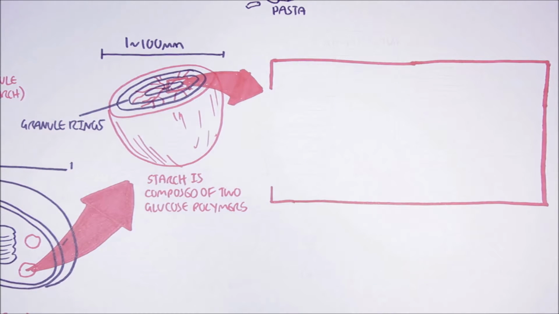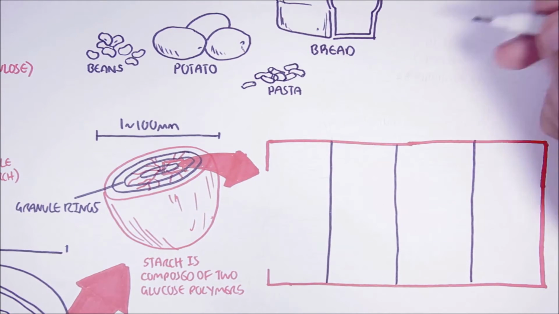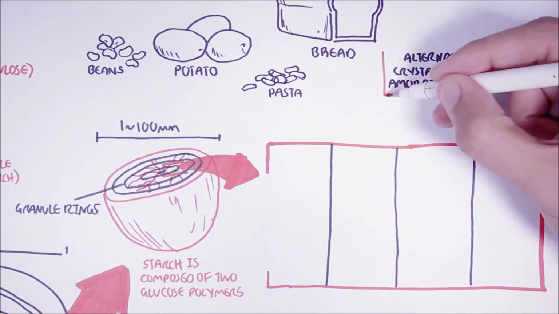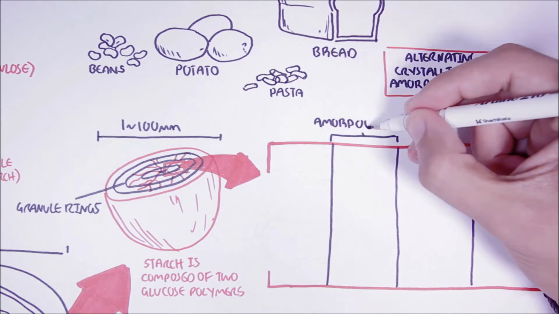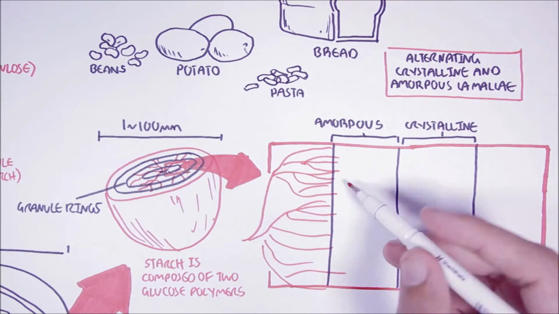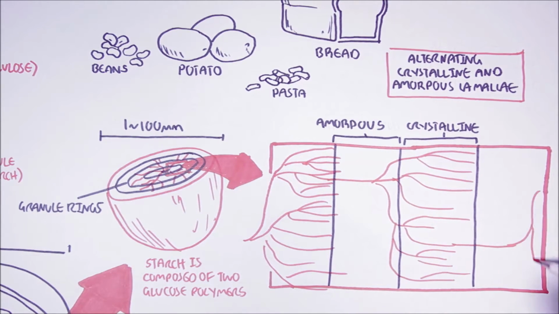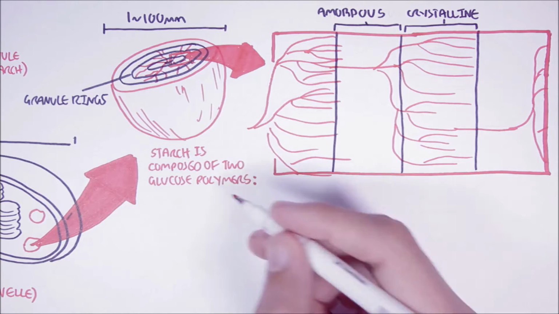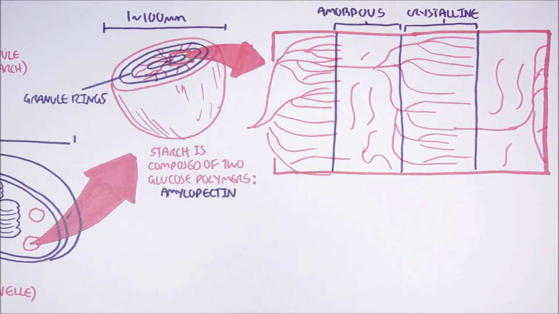Now, the granule, as I mentioned, has granule rings. The granule actually has alternating crystalline and amorphous regions. Here are the alternating amorphous and crystalline regions. Now, running through these regions, we have the two glucose polymers. As you can see, the crystalline regions have the defined branched glucose polymer running through them. Within the amorphous region, we can actually find an unbranched glucose polymer. The unbranched and branched glucose polymers are the two glucose polymers that make up starch.